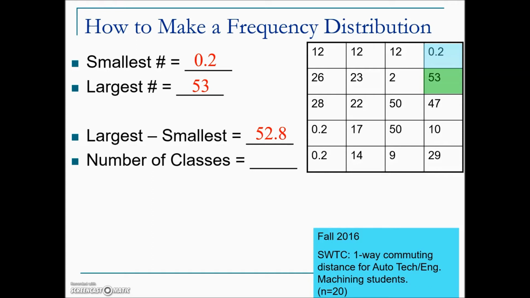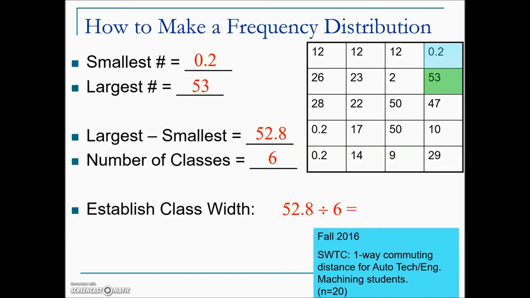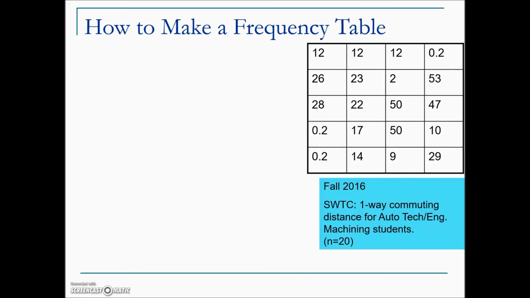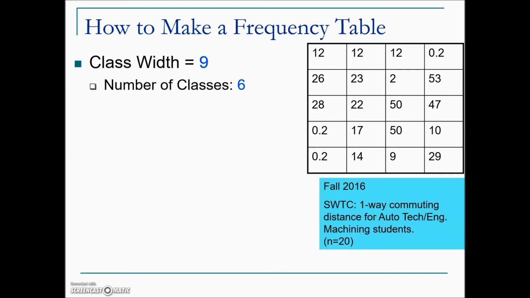We're then going to take that number and divide it by the number of classes. So using that rule of thumb, 5 to 12 classes, you select a number of classes. We've arbitrarily decided on 6 classes here, and we will determine the class width by dividing our difference between the largest and smallest number by the number of classes. Once you get this value, we will round it up to the next largest whole number, which in this case is 9. Once we've determined the class width of 9, we can then establish our classes.